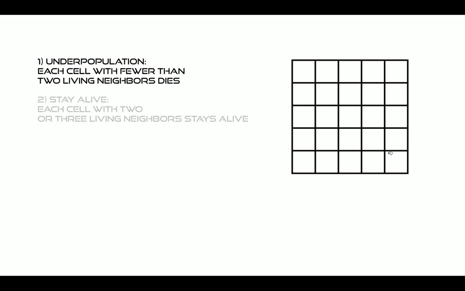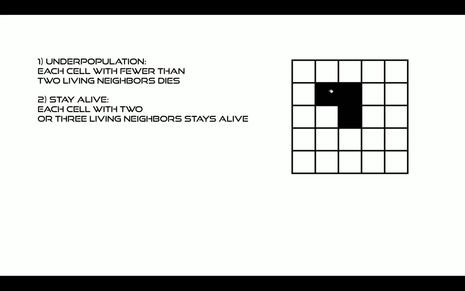Next condition is stay alive: each cell with 2 or 3 living neighbors stays alive. So if you have a cell like this with 2 neighbors, it will be pretty fine and stay alive for the next step. Or if you have 3 neighbors for this cell, it will also stay alive.